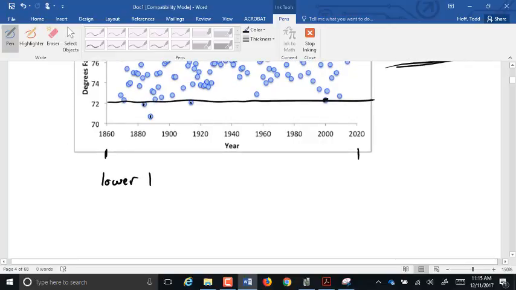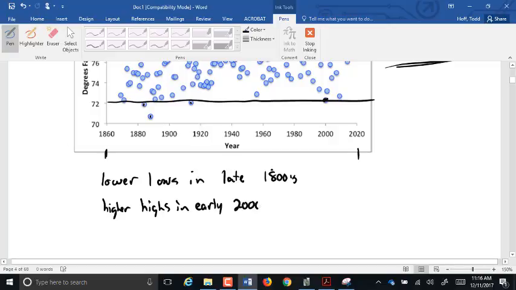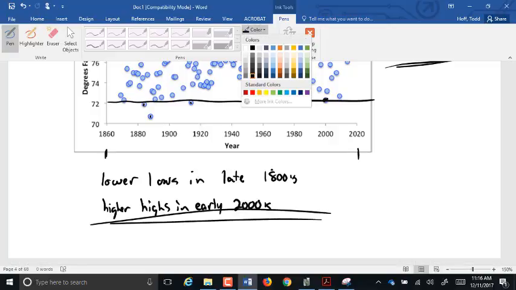So you might be willing to make the argument that there are lower lows in the late 1800s and higher highs in the early 2000s. But how would we quantify that?